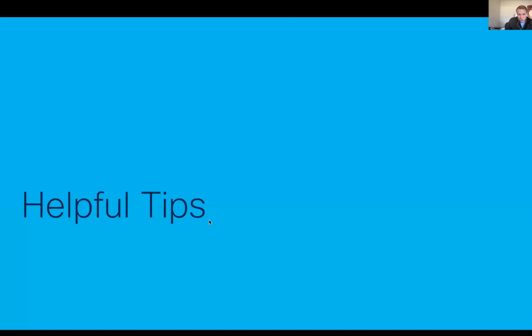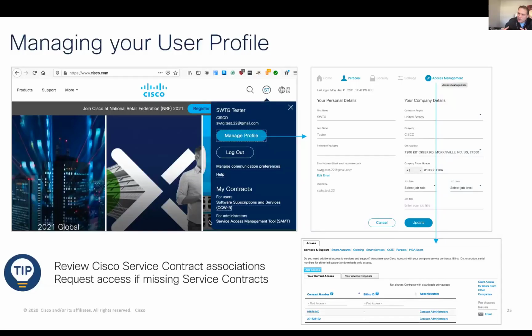And then in terms of tips, some things that we found out. Oftentimes we've got some feedback coming in as people will say that they have a device that's covered under a particular contract. It's not associated with their profile. How do they go about fixing that?